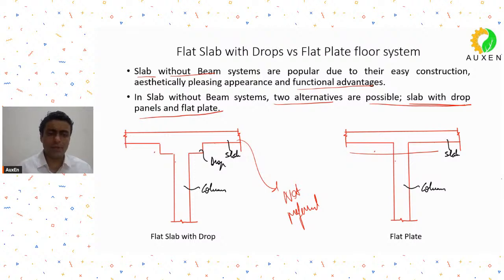Before I move on, does anyone have any thoughts on which of these two systems is better? If you have to go for a slab without beam, is flat slab with drop good or is flat plate good? What do you think? Yes, anyone has any thoughts?